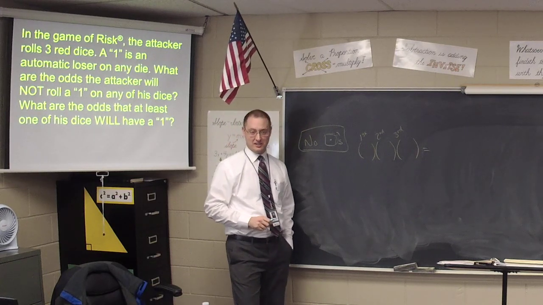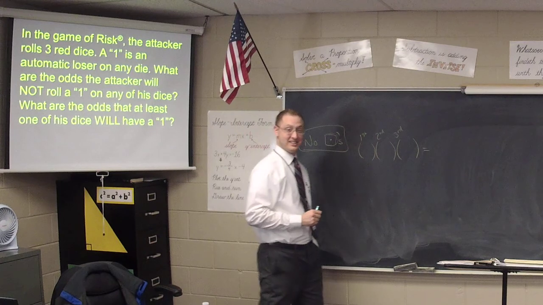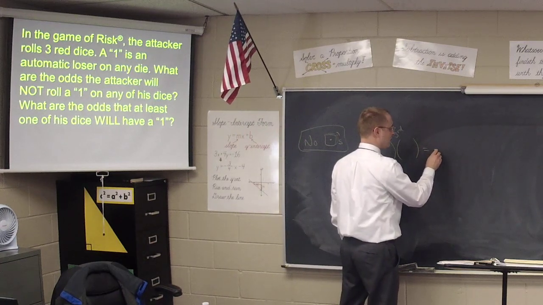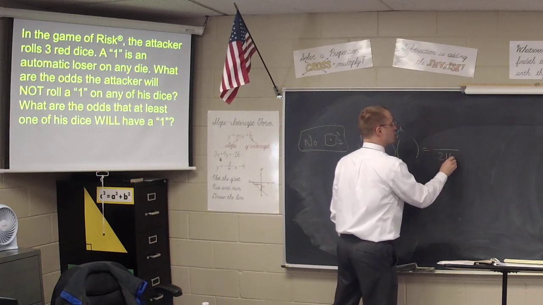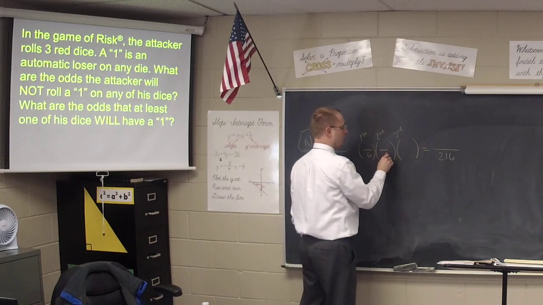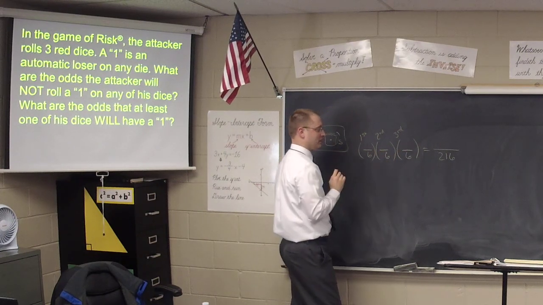Let's see what we got here. Lana? 216. Well, there are 216 different ways you could roll, right? 3 over 216. Ooh. There's 1.